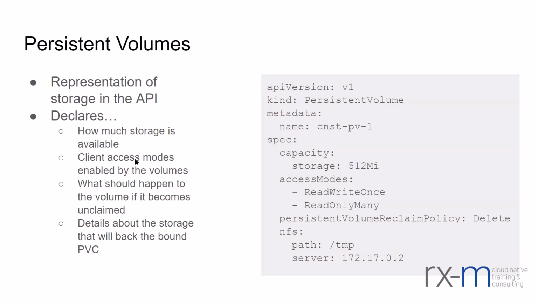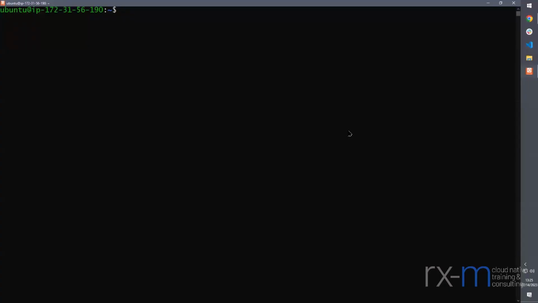And then finally, we discuss what the actual backing storage is. In this case, it's a network file share mounted at the path of /temp coming in from a container-based server. So let's go ahead and see how these will interact.